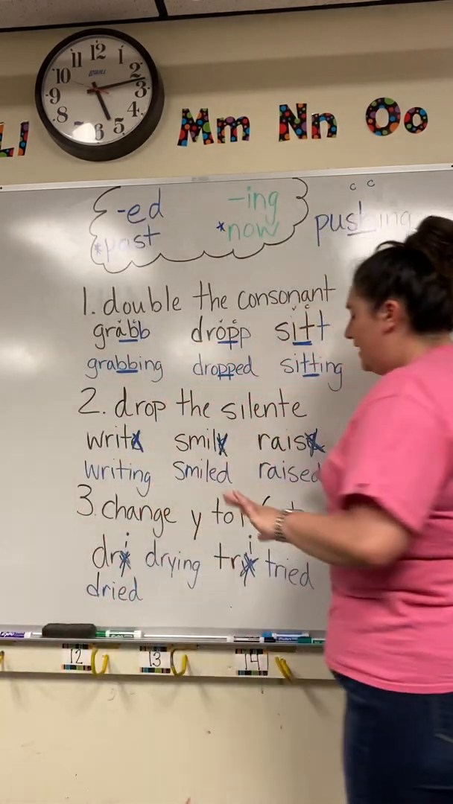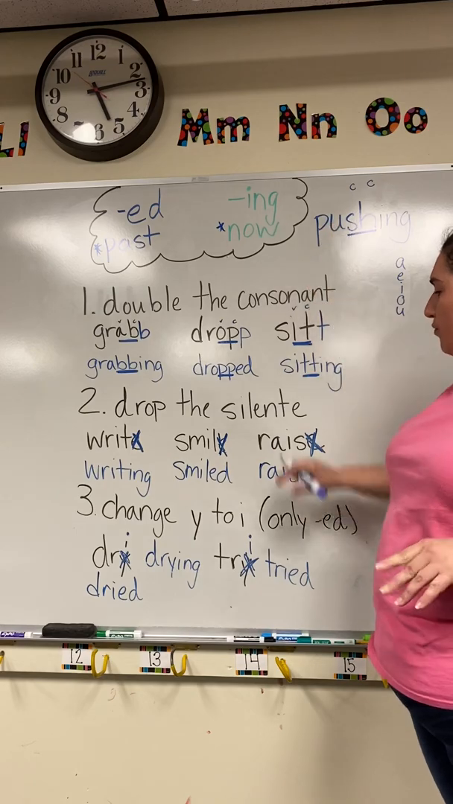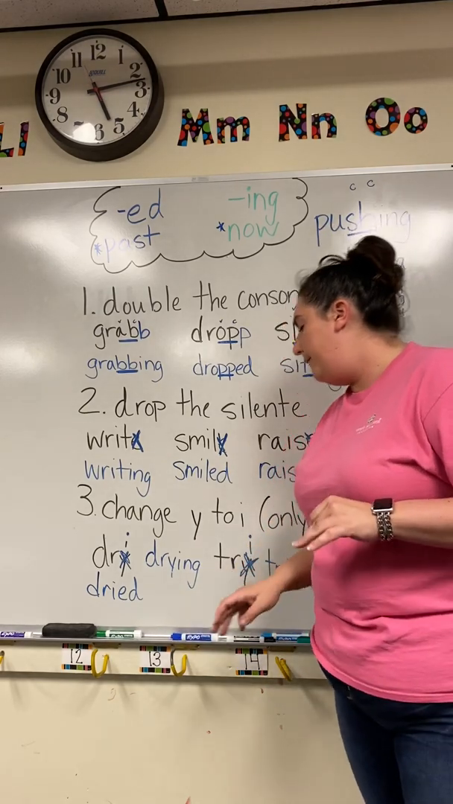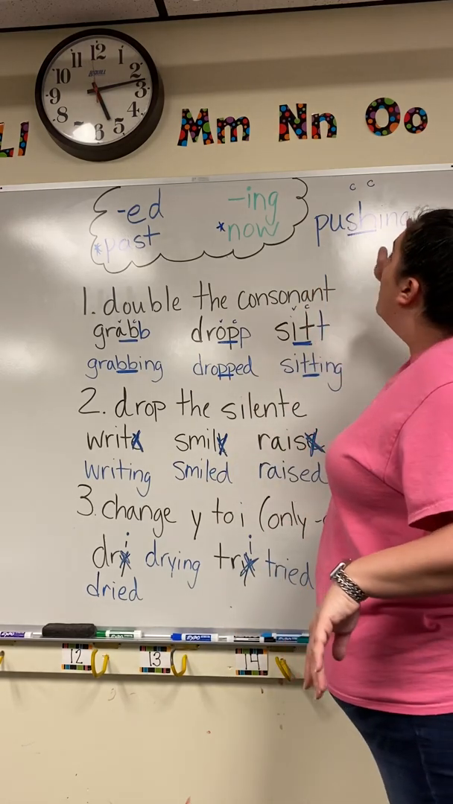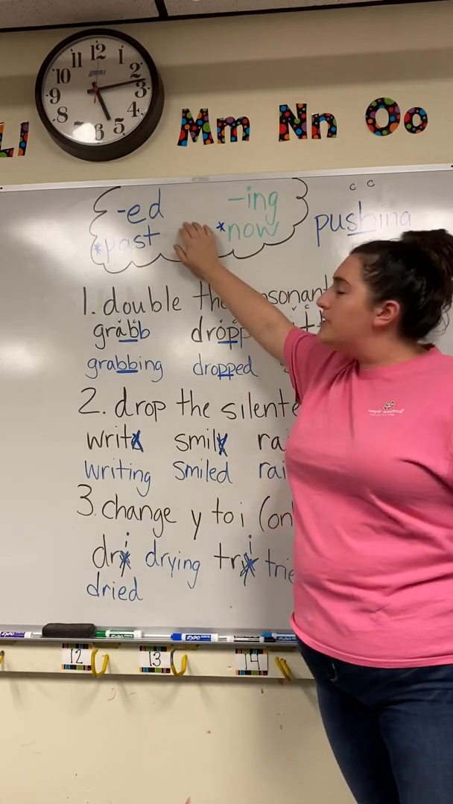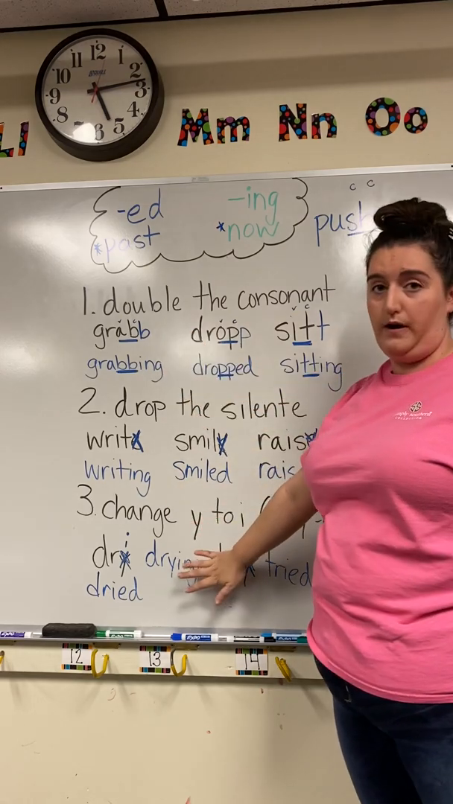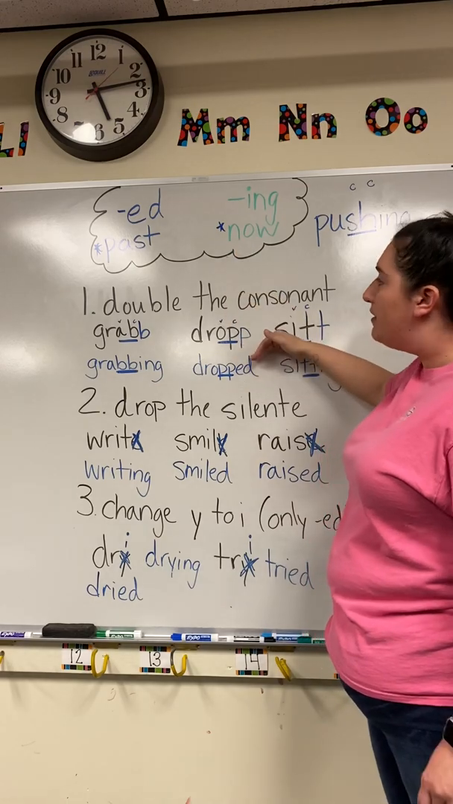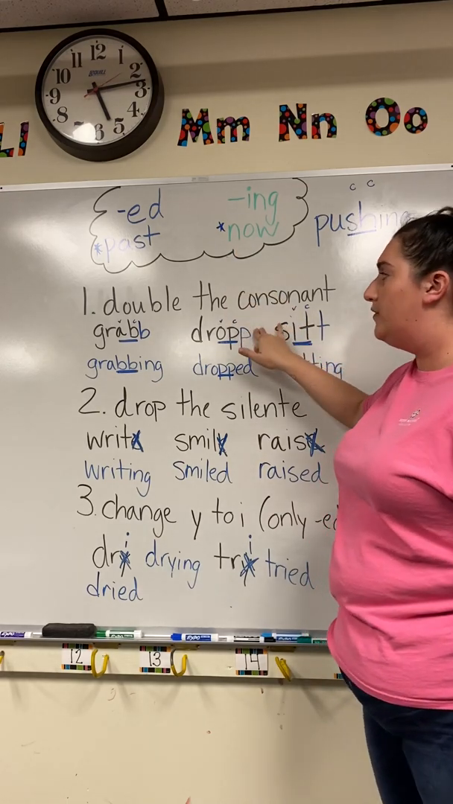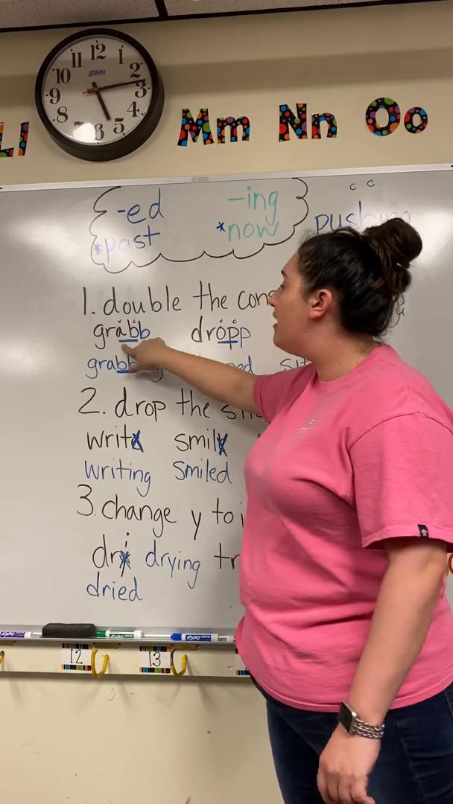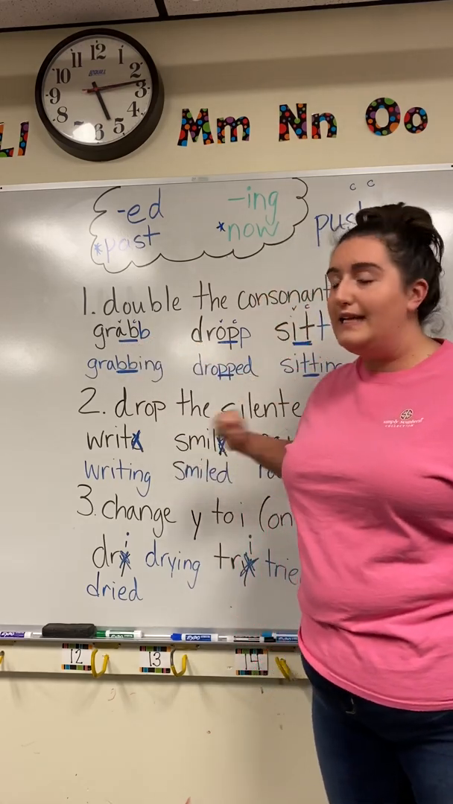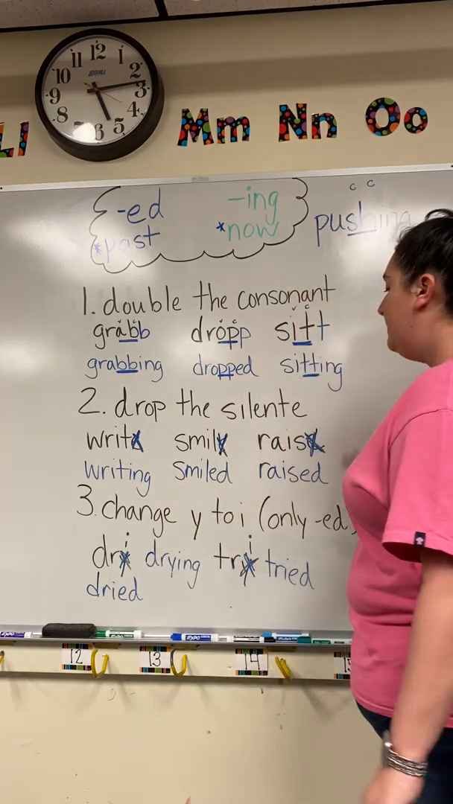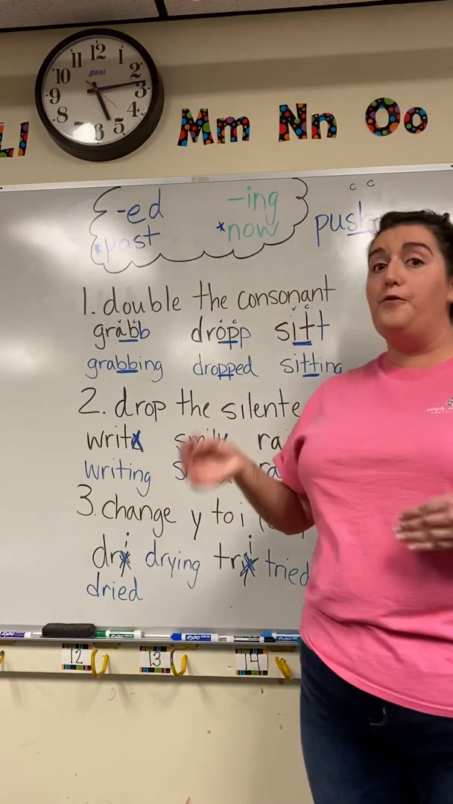So that is the 3 rules that you will be seeing as you go through your workbook pages. We already know this part, so now you can focus on this part. Okay, we already know ED is the past, ING is now. Now you can focus on, what does the end of the word look like? Does it have a vowel and a consonant at the end? Does it have a silent E at the end? Does it have a Y at the end that I need to change? Okay, you have to look for those things before you write your answer.